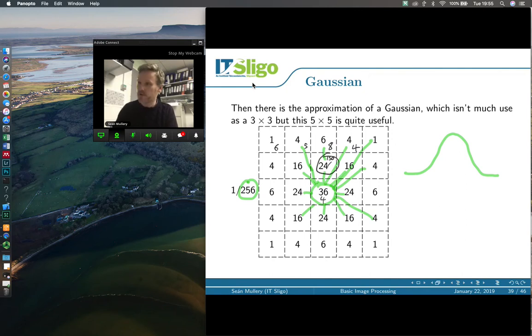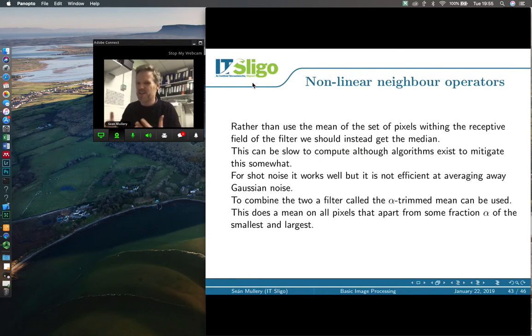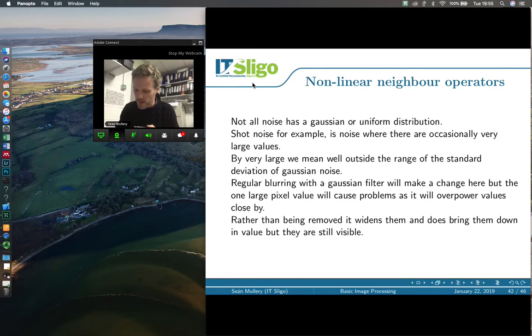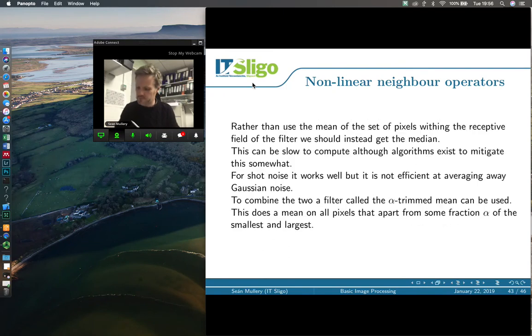This one absolutely overpowers everything else, and therefore it doesn't really smooth it out. It ends up kind of giving us some... it will smooth it a bit, but it will still be there, and it'll actually probably end up looking a little bit worse. So rather than being removed, what it'll do is widen it out, and it does bring it down a bit in value, but it'll still be very, very visible.